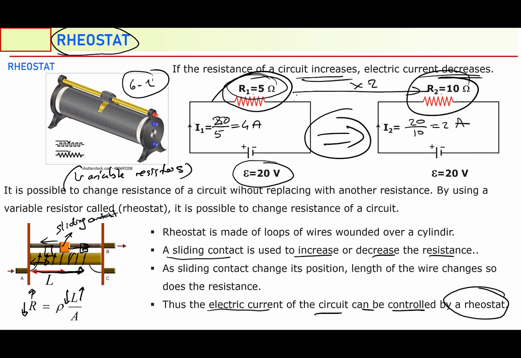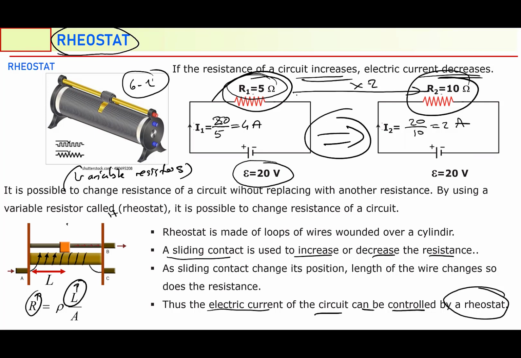This device is called variable resistor. As I explained, when you are moving the sliding contact, what are you changing? Length. If length changes, what happens to resistance? It also changes directly with L. So we changed the resistance, correct? By using this rheostat, did we replace it with another resistor? No. So this is a good way, no?